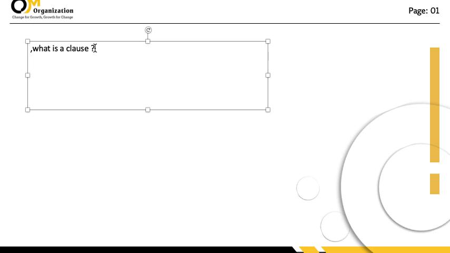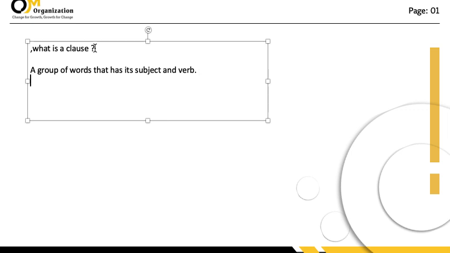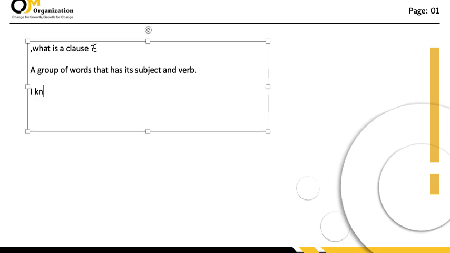To express it simply, a clause is a group of words that has its subject and verb at the same time. It's a group of words that has its subject and verb at the same time. So, for example, I say, I know that you are so late.